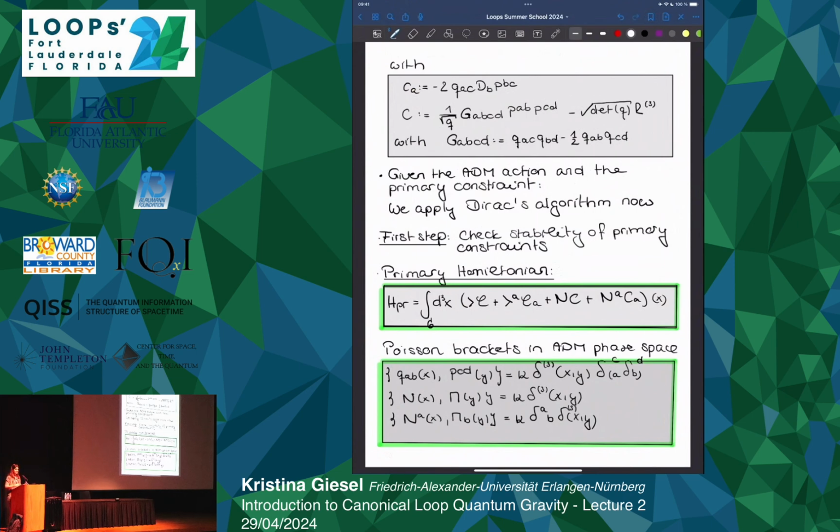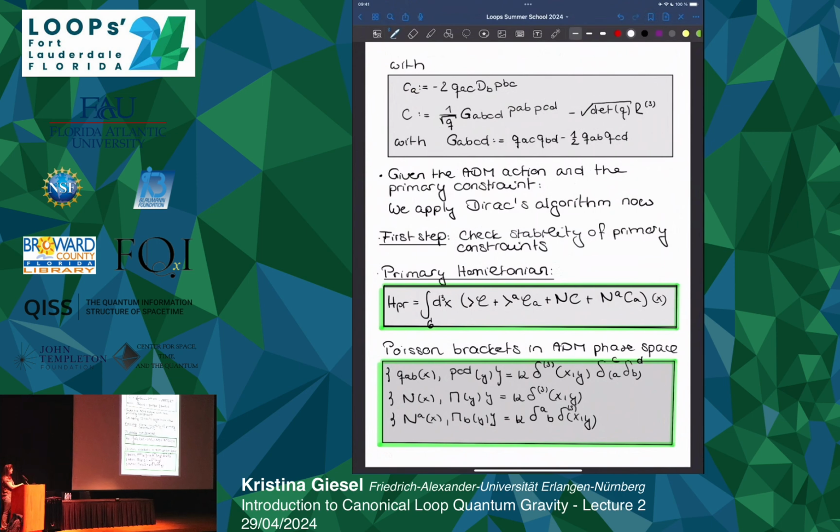Now, given this, we apply what we have just done in this general formalism. So we need to consider the stability of the primary constraints. And in the case of general relativity, this means the primary constraints related to the momenta of lapse and shift. Here is the primary Hamiltonian, just a combination of primary constraints and these 2 terms involving C and C^A. Now, the Poisson bracket that we have in this ADM formulation is a standard Poisson bracket between the ADM metric and its momenta. So we have the coupling constant involved.